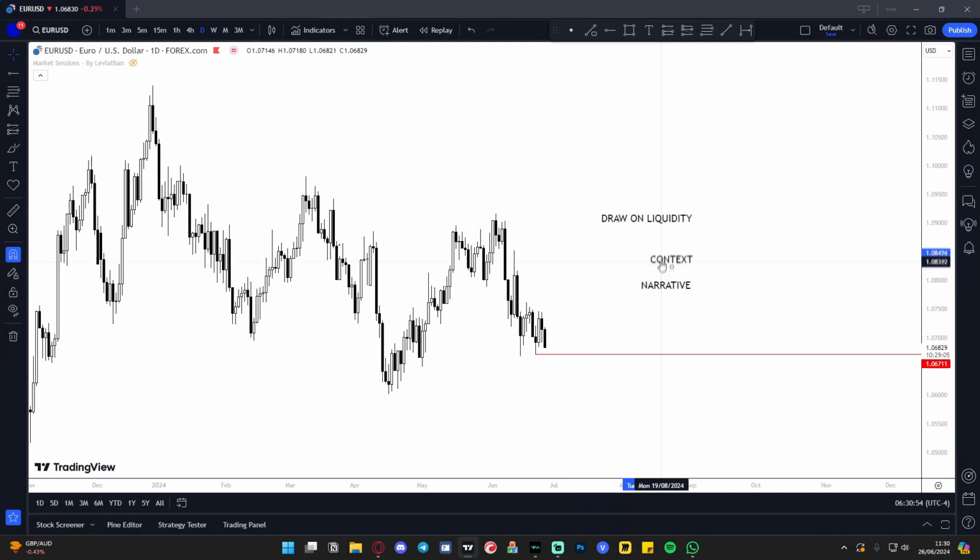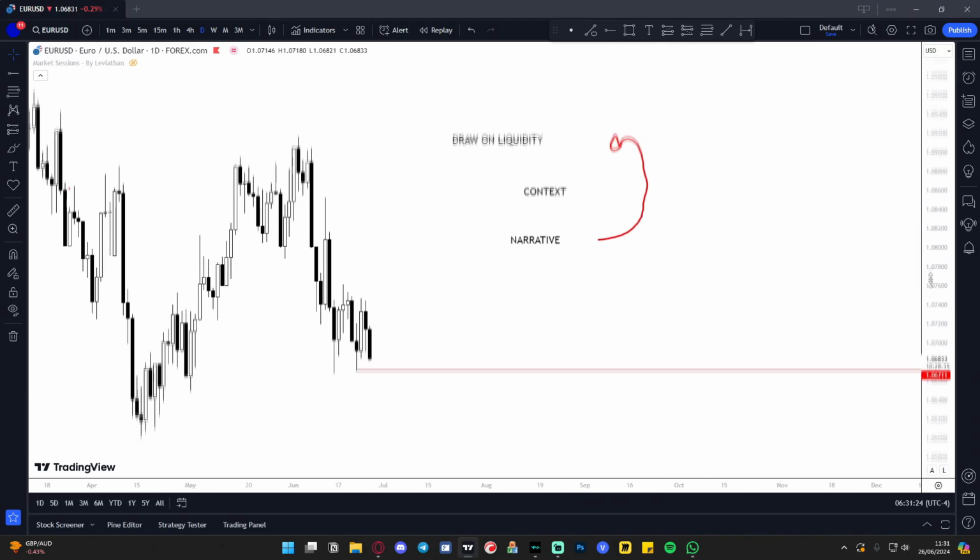If you want to find your narrative next and then context, that's fine. But the way that I do it personally is draw on liquidity, the context of previous price action, and then the narrative of how we are going to go to that draw on liquidity. How many of you have considered these three things? How many of you apply these things to your system? This is what you have to consider.